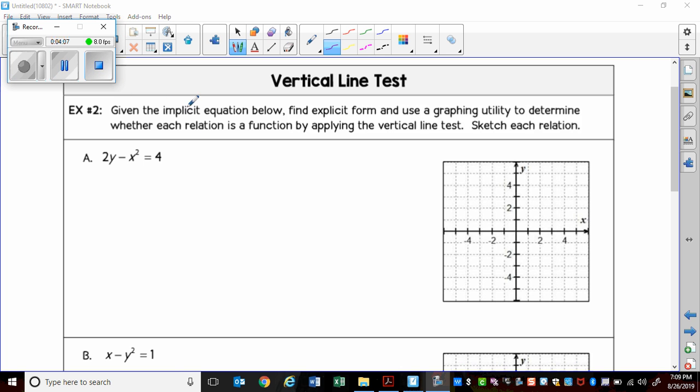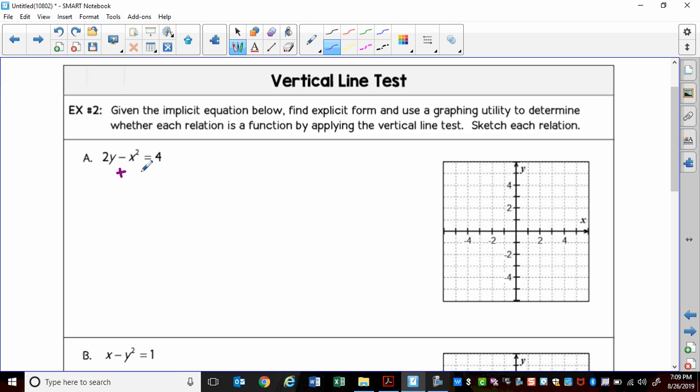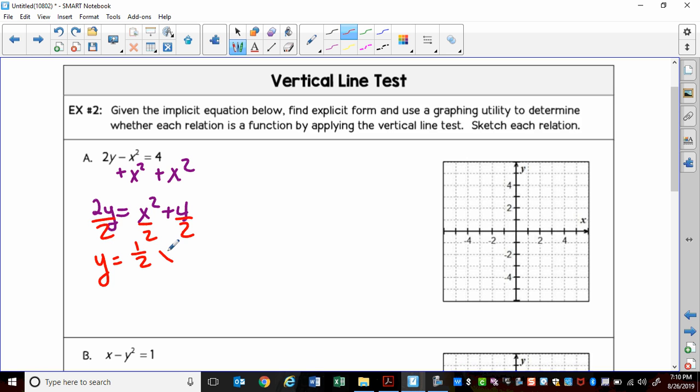So this one, they're giving us the implicit equation, but they want us to make it into the explicit equation. So we're going to solve for y. In order to do that, I need to first move over this x squared, but it's negative. So in order to move it over, I need to add x squared on both sides. And then I'm going to be left with 2y equals, this becomes 0, and I have x squared plus 4. And then I am going to divide every single thing by 2. And this is a parabola. It's a pretty simple parabola. It is y equals 1/2 x squared plus 2.